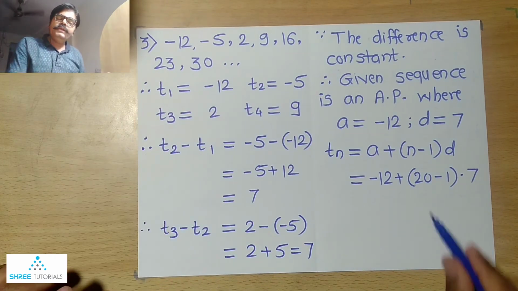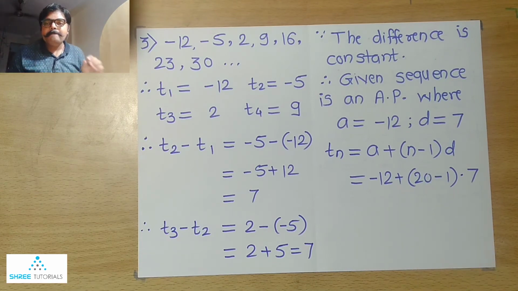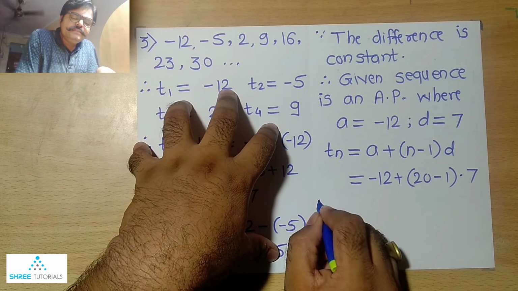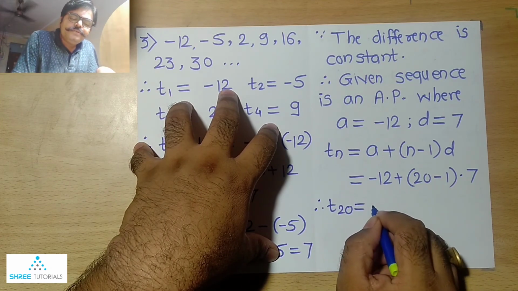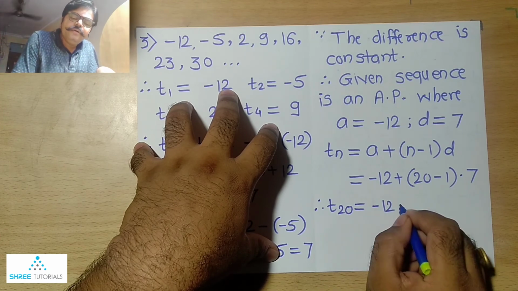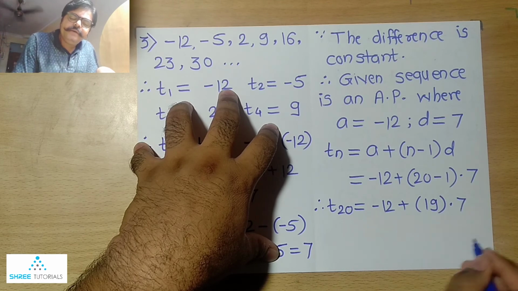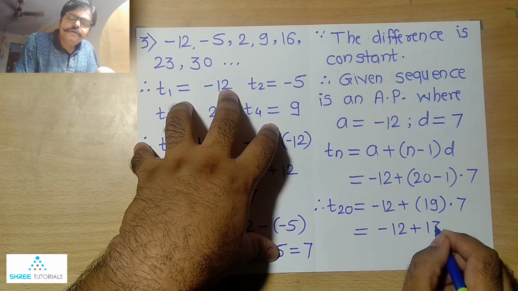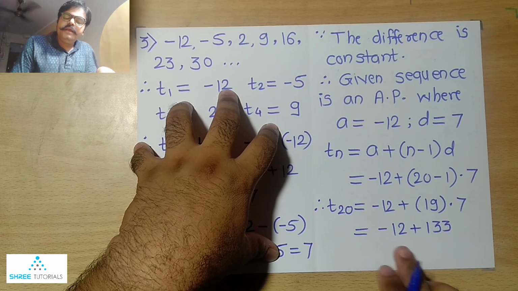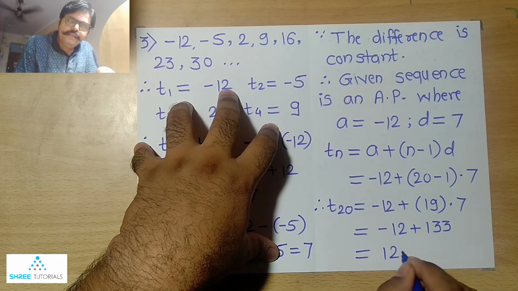Now kindly note, over here n's value we have got to be 20. Why exactly have we taken it to be 20? Because we were finding out the 20th term. So therefore this Tn will now become T20, the 20th term. We are going to substitute and solve now. 20 minus 1 will give us 19 multiplied by 7. So this will be equal to minus 12 plus 133. And after the subtraction, we are going to have it equal to 121.